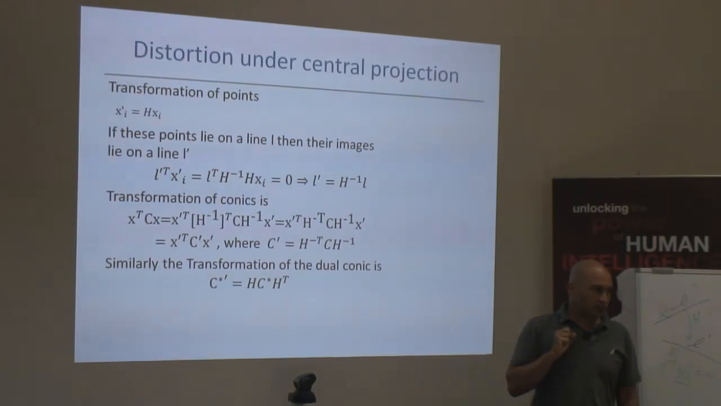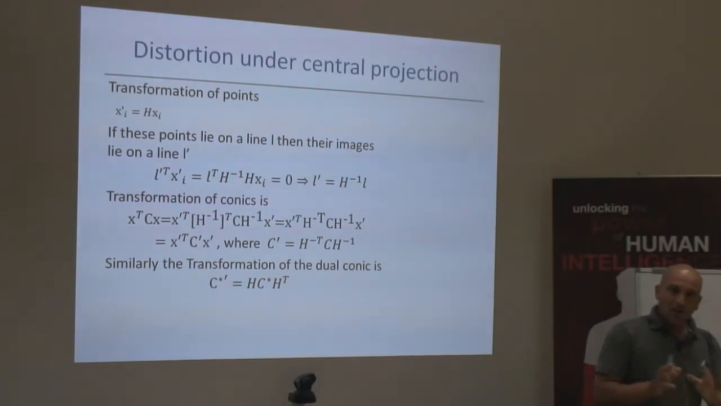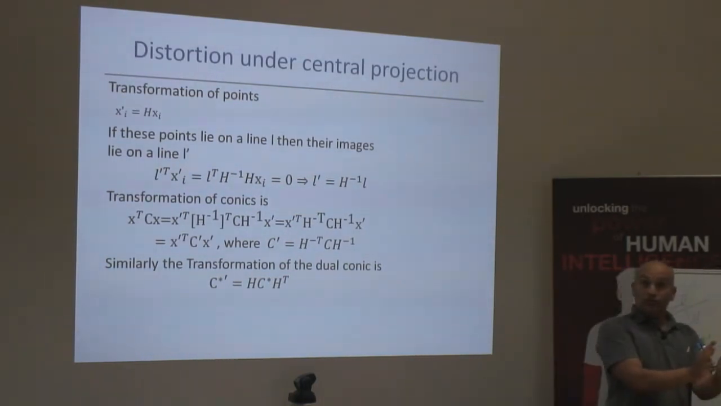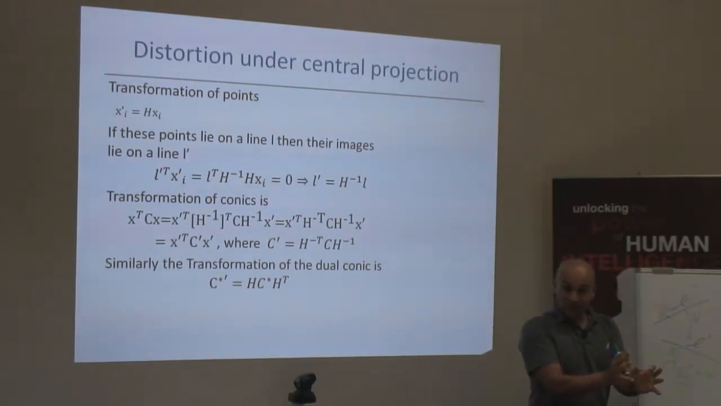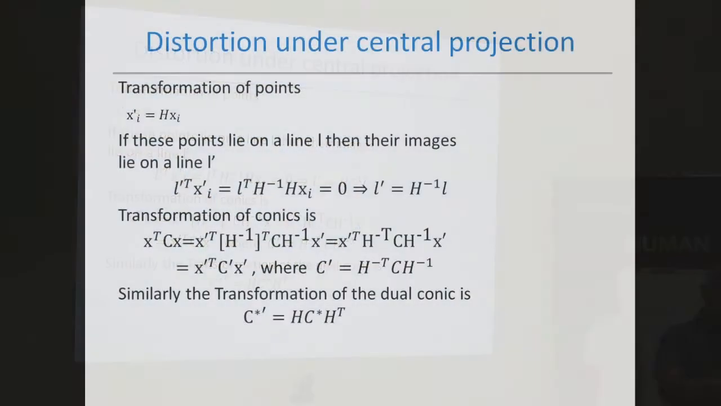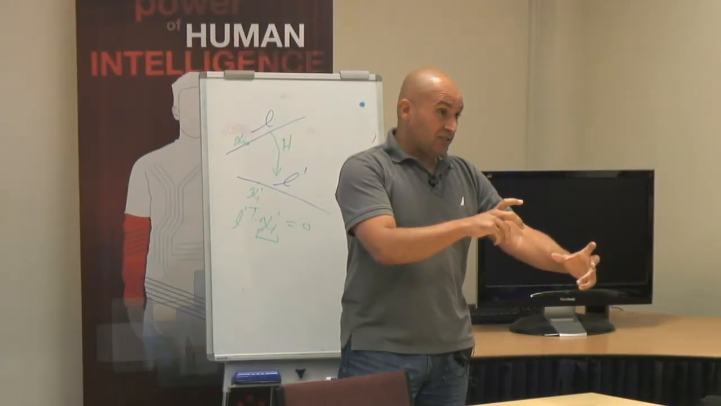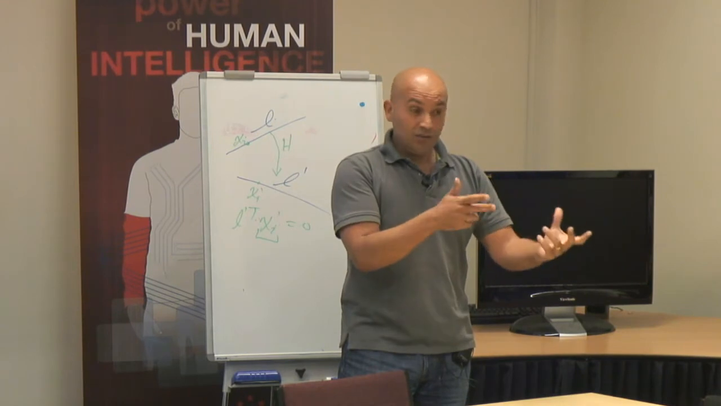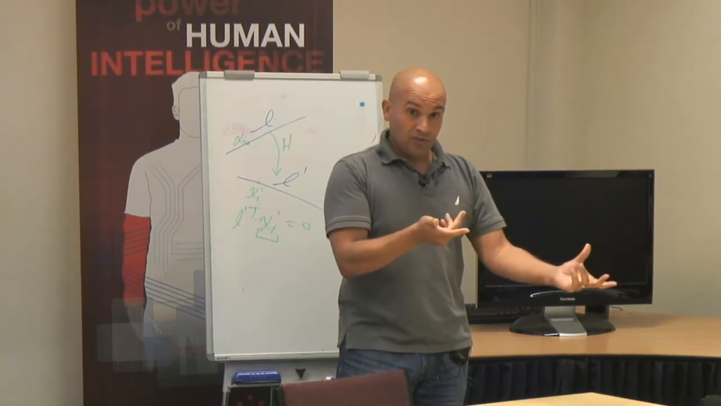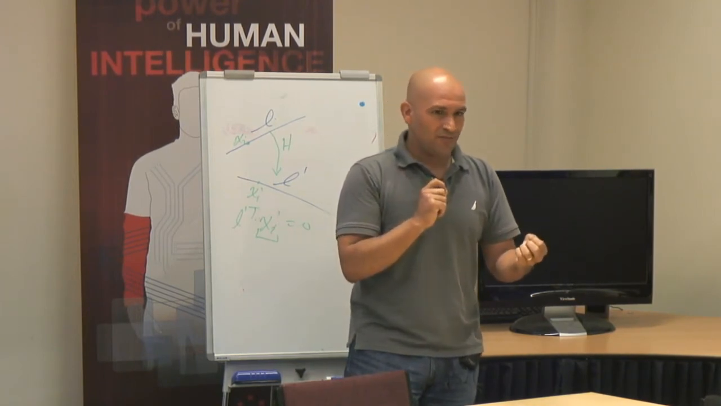Is that clear? So this is how we map a conic. We know that a line will be mapped to a line, and a conic will be mapped to a conic, a different conic. I will give an example. We know that a circle, which is a conic, could be mapped to a circle, and could be mapped to an ellipse, which is again still a conic. It could also be mapped to a parabola or hyperbola. It depends on the viewpoint.